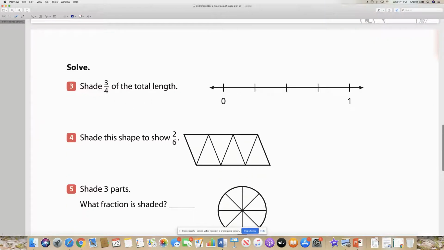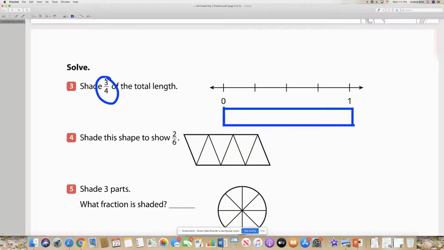Then on the number line, you're going to shade 3/4 of the total length. If you have trouble with the number lines, it is my suggestion to you to draw a rectangle underneath it to help you. That always helps me. And then make 3/4 on the rectangle and then find the same spot on the number line for 3/4. Okay? This number line is cut into 4 pieces. 1, 2, 3, 4 pieces. So each part of it is going to be 1/4. You have to find 3/4.